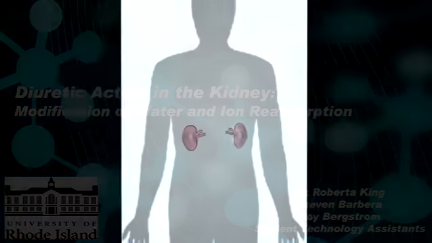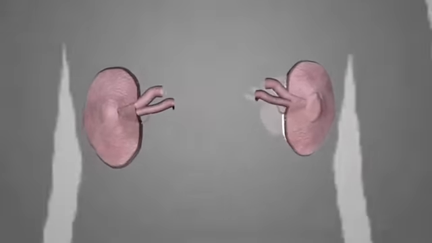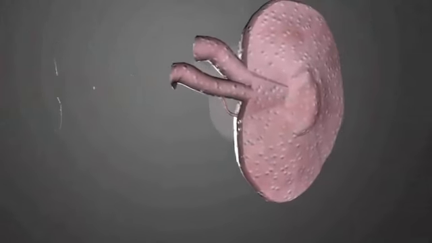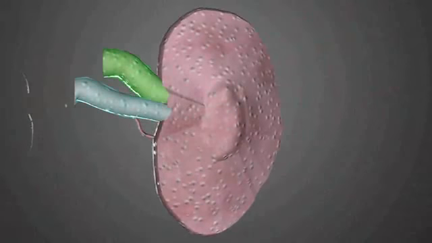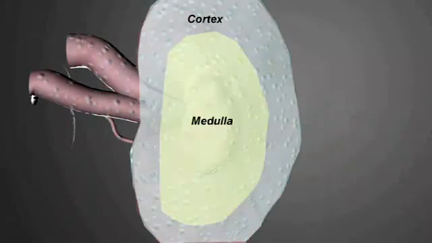As everyone knows, we have two kidneys, each functioning independently. Diuretic action occurs in the kidney. This is where the body controls filtration, reabsorption, and excretion of water, small molecules, and ions, such as sodium and potassium. The outer layer of the kidney is called the cortex. The inner layer is the medulla.